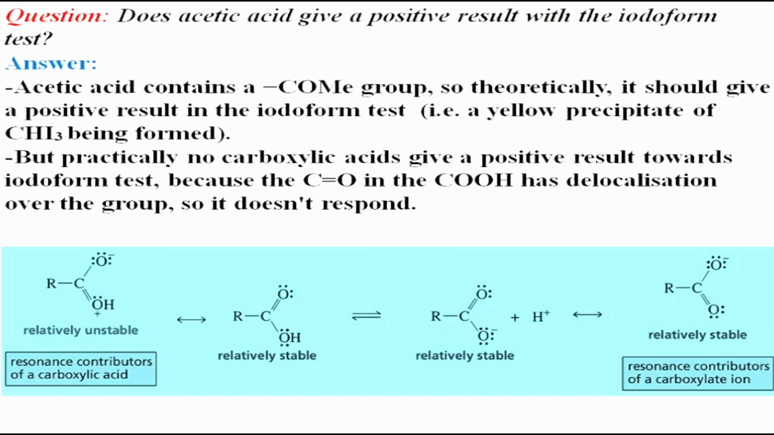We know that acetic acid also contains the CH3CO group, so theoretically it should give a positive result in the iodoform test and a yellow precipitate should form. But practically acetic acid will not give the iodoform test because it is not a carbonyl group. It is an acid group, and that acid group delocalizes and does not respond to the iodine test. So acetic acid, although it has the CH3CO group required for the iodoform test, contains it in the carboxylic acid form.